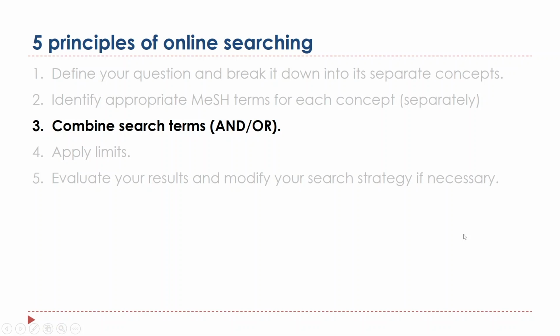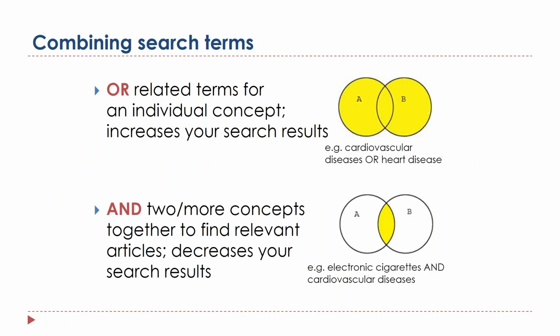Now we'll be going over how to combine searches using and or or. Using or can combine related terms for an individual concept, and this will increase your number of search results. So for example, cardiovascular diseases and heart disease are two concepts that are referring to the same thing. So within the search, we'll combine them with the word or. So it'll be cardiovascular diseases or heart disease.